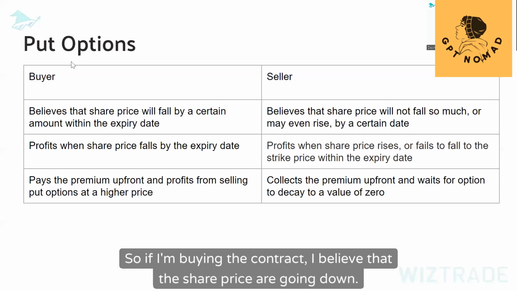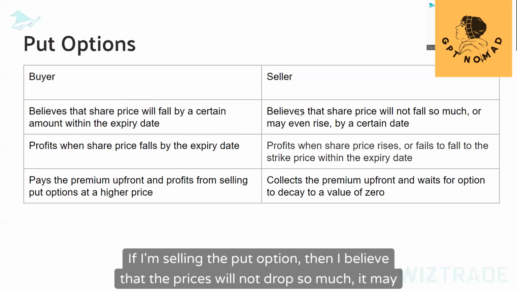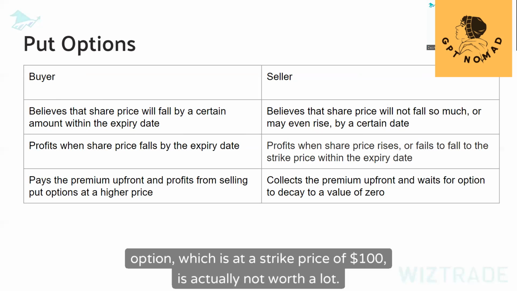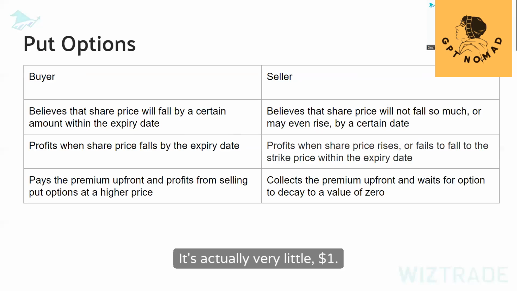Okay, so you can find that the buyer can use the option to protect against prices dropping so much. It works like bonds, right? For example, if the market price is 500, the protection which is the strike price is actually not worth a lot, but it's actually very useful, right? Okay, so that is the idea.